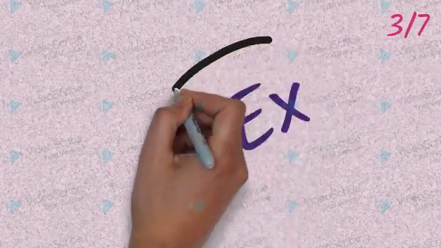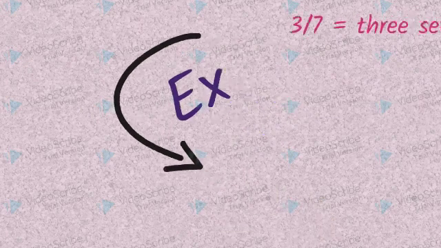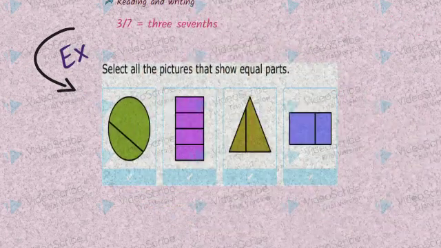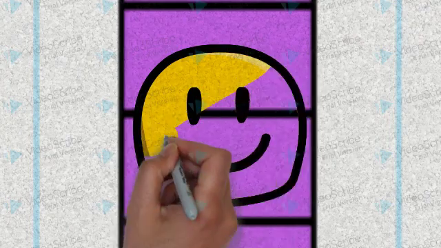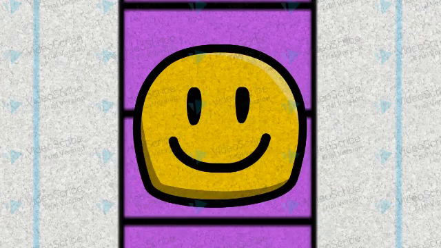Let's take an exercise. Select the pictures that show equal parts. Which picture shows equal parts? 1 or 2 or 3 or 4? The first one, the circle, is divided into equal parts, or this rectangle, triangle, or this rectangle too. Excellent. The purple rectangle shows equal parts.